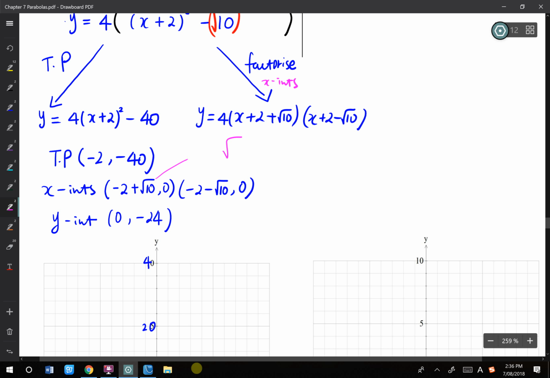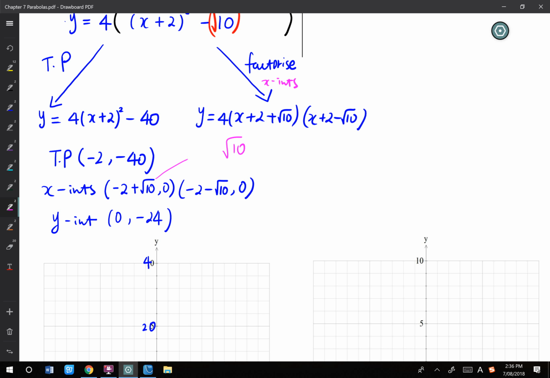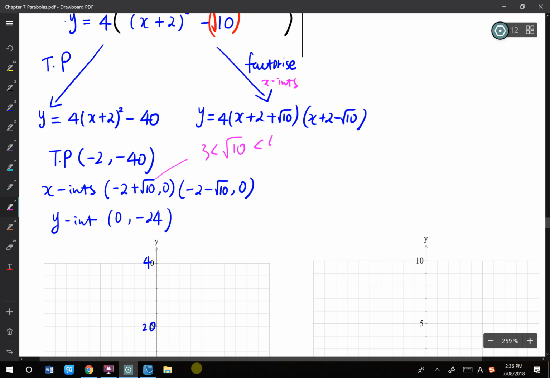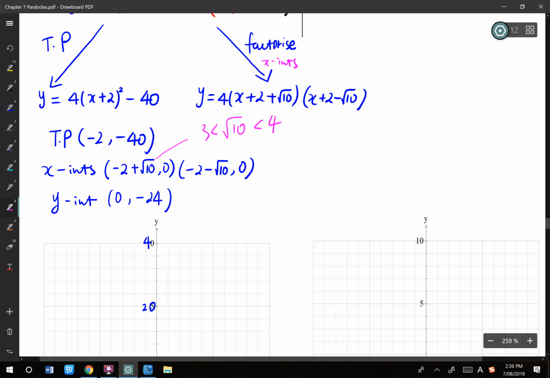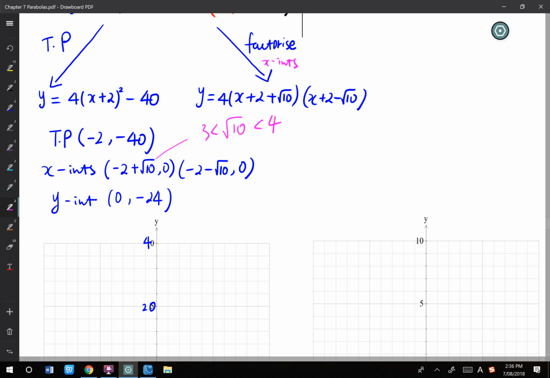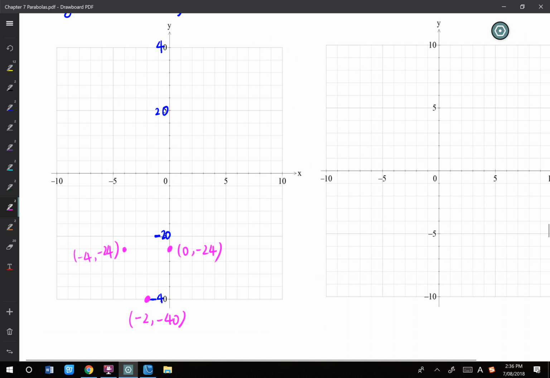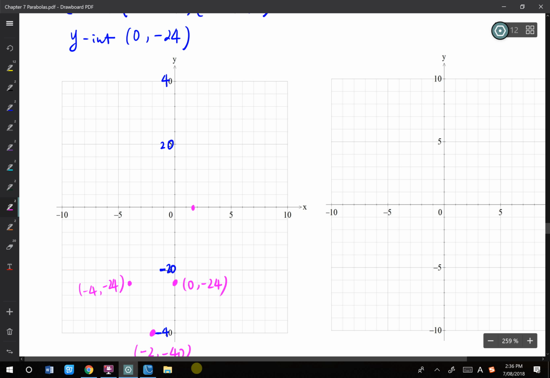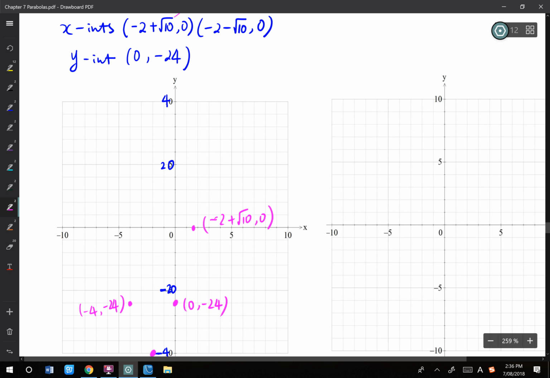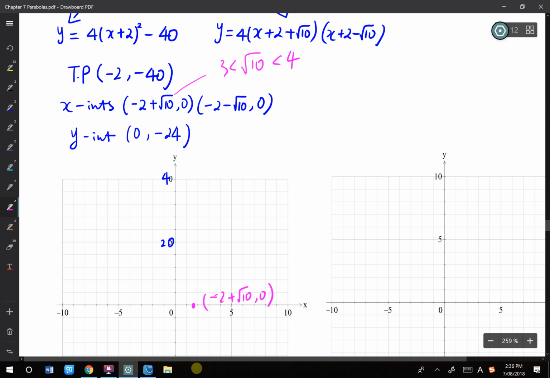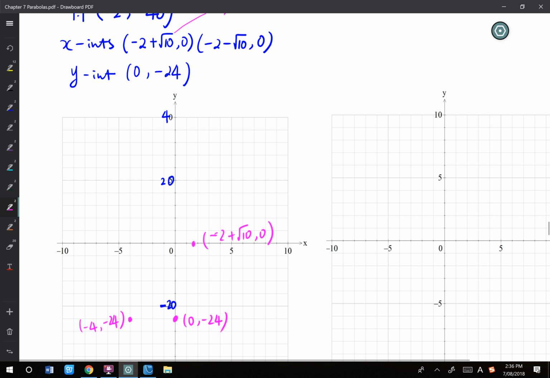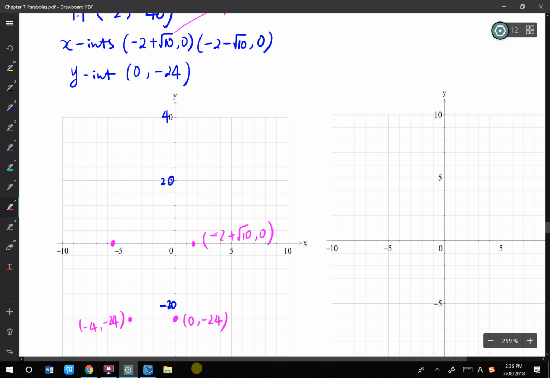Root 10. Can you tell me root 10 is about in between which 2 integers? 3 and 4, right? So it's in between 3 and 4, 3 point something. So negative 2 plus 3 point something, you have about 1 point something, right? So it can be here. Minus 2 plus root 10, comma 0. And the other one is minus 2 minus 3 point something, which is minus 5 point something, which is here.